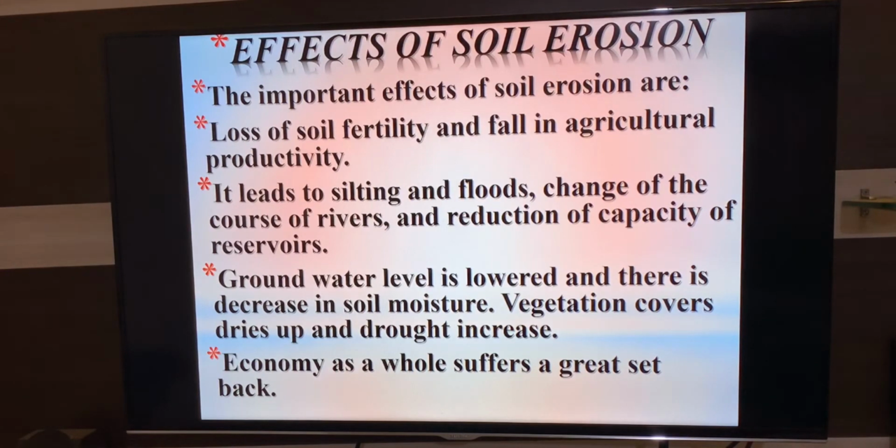Now we will learn the effect of soil erosion. What are the problems caused by soil erosion? First one is soil starts losing its fertility, and there will be a fall in agriculture production.